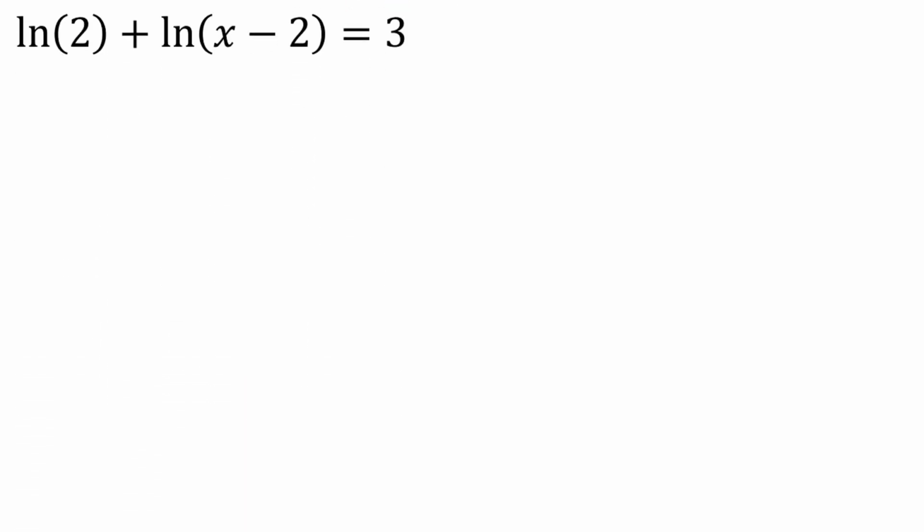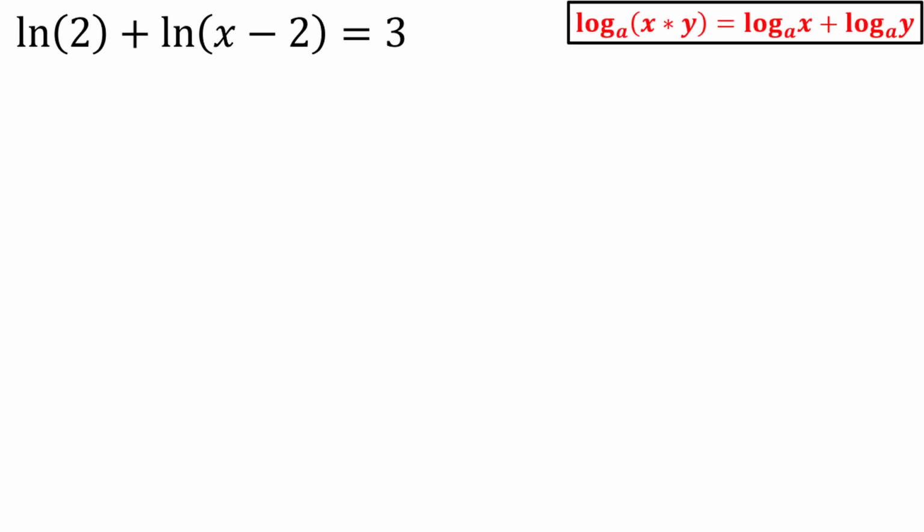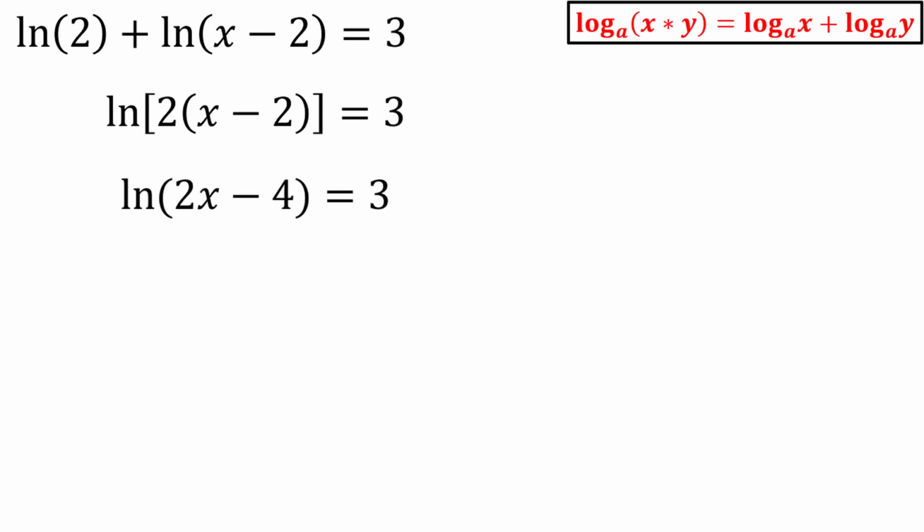How about the natural log of 2 plus the natural log of x minus 2 is equal to 3? Since this is the sum of two logs, we can rewrite it as one log using the log of a product property. We have the natural log of 2 times x minus 2 is equal to 3. Simplifying the argument, we have the natural log of 2x minus 4 is equal to 3. Rewriting this in exponential form, we have e to the third power is equal to 2x minus 4.